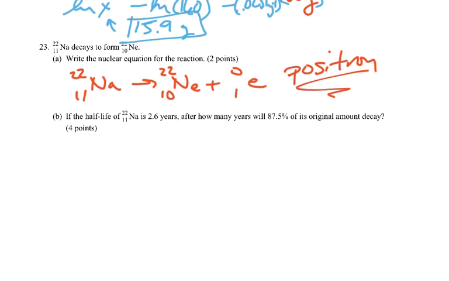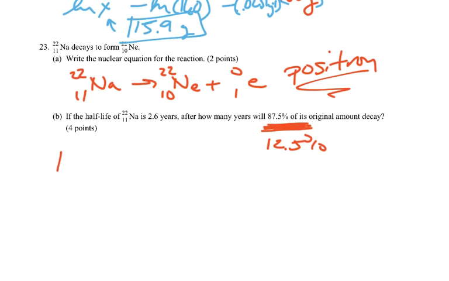Okay, if the half-life of this stuff is 2.6 years, after how many years will 87.5% of the original amount decay? That is a tricky wording, and it's designed to say, well, a lot of people will try to use that 87.5, and that's not what you want to do. We'll say after how many years will that much decay? Well, then how much is left? Subtract from 100, you get 12.5%.